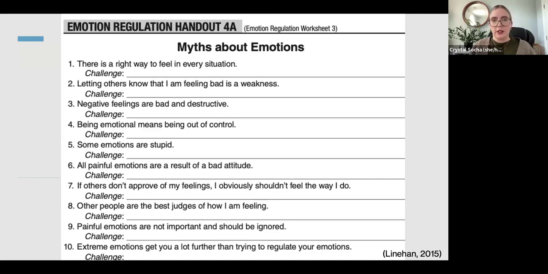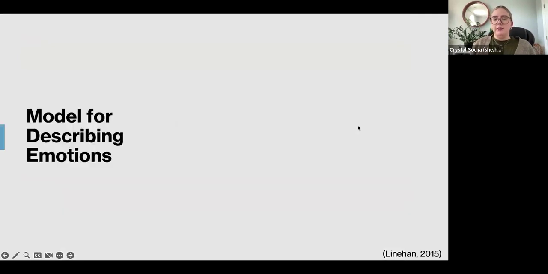So I find this to be a great handout, and you'll see it's emotion regulation handout 4A. There's about 10 more that helps individuals really challenge some of these. And of course, you don't have to do them all at once, but it is really fun. And I've seen, like I said, clients get super creative in this one. So keep that in mind that those myths do exist and influence the way that we think and feel and respond to emotions.